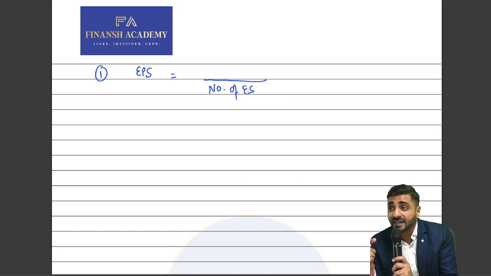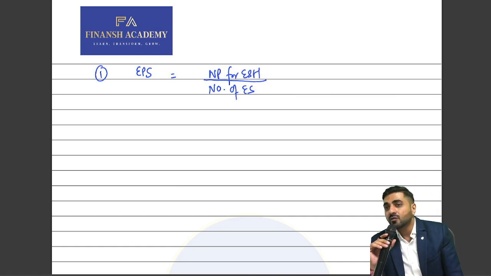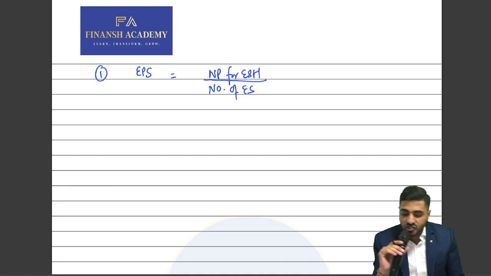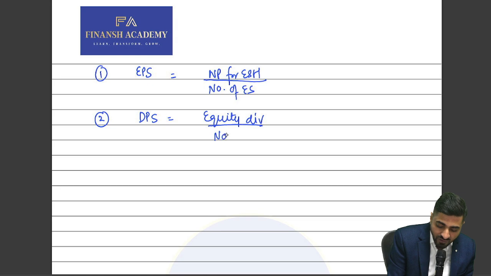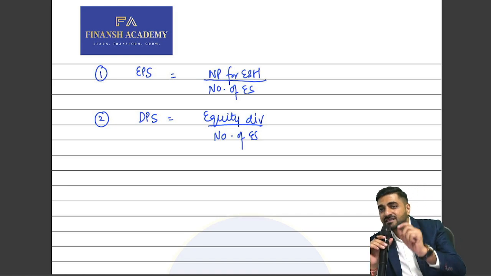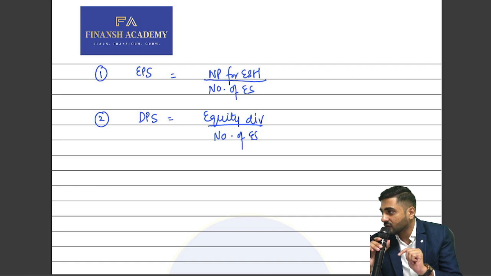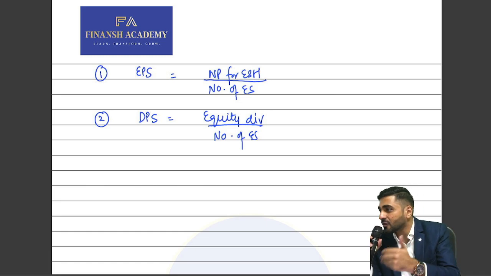What will I take in the numerator? Whatever profits are generated for equity shareholders, so net profit for equity shareholders, divided by number of equity shares. Will this give you EPS? Now what should DPS be? Dividend per share. Whatever your equity dividend is, I will divide that by number of equity shares. That gives DPS. And the company will always give dividends from earnings. If you are earning 10 rupees, can you give a dividend of 45 rupees? You can only distribute dividend from what you have earned.